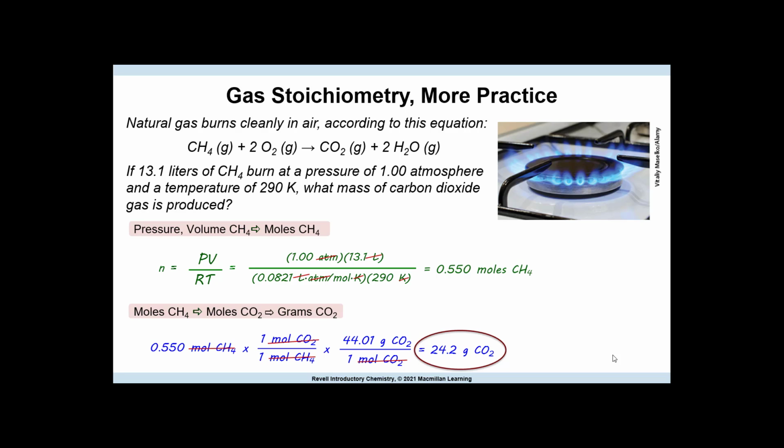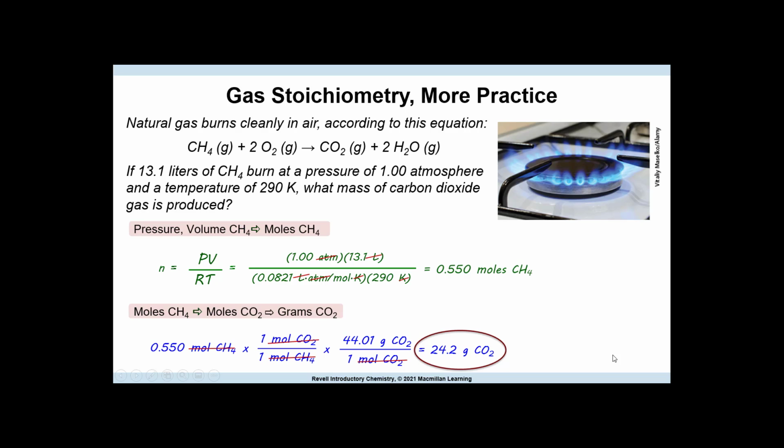Natural gas burns cleanly in air according to this equation: methane plus oxygen produces CO2 and water vapor. If 13.1 liters of methane burn at a pressure of 1 atmosphere and a temperature of 290 kelvins, what mass of carbon dioxide gas is produced?